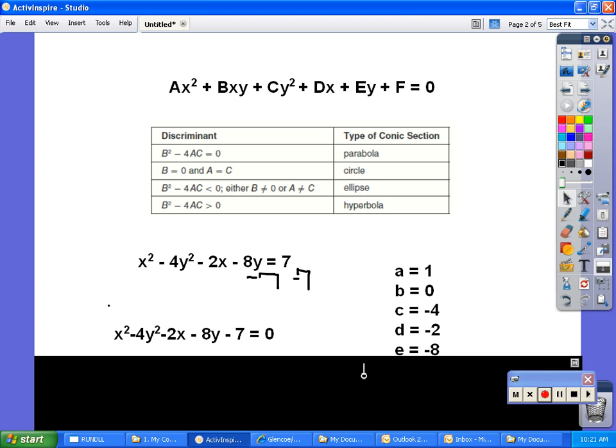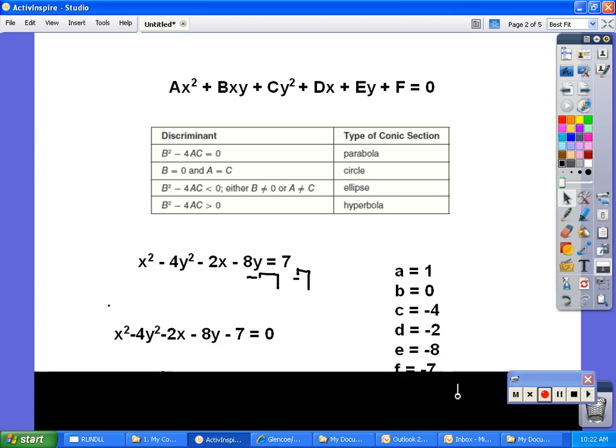So now I'm going to find out what each of the coefficients are in order for me to use the discriminant formula. So a goes with x squared. The coefficient with x squared is 1, so a is 1. I don't have an xy, which means my b is 0. My y squared goes with my c, so negative 4 is c. My d goes with the plain x, and the coefficient with the plain x is negative 2, so d equals negative 2. E is with the y variable, so e is negative 8, and f is negative 7, the number without a variable.